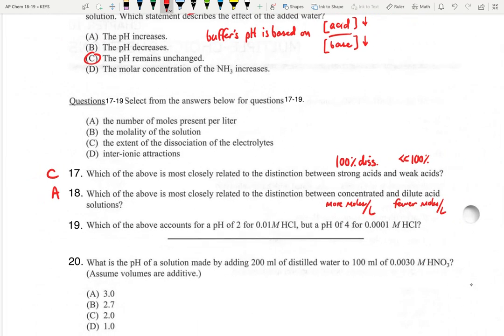And finally, 19, which of the above accounts for a pH of 2 for 0.001 molar HCl, but a pH of 4 for 0.0001 molar HCl? Look, it's HCl in both, right? So the identity of the acid doesn't matter.